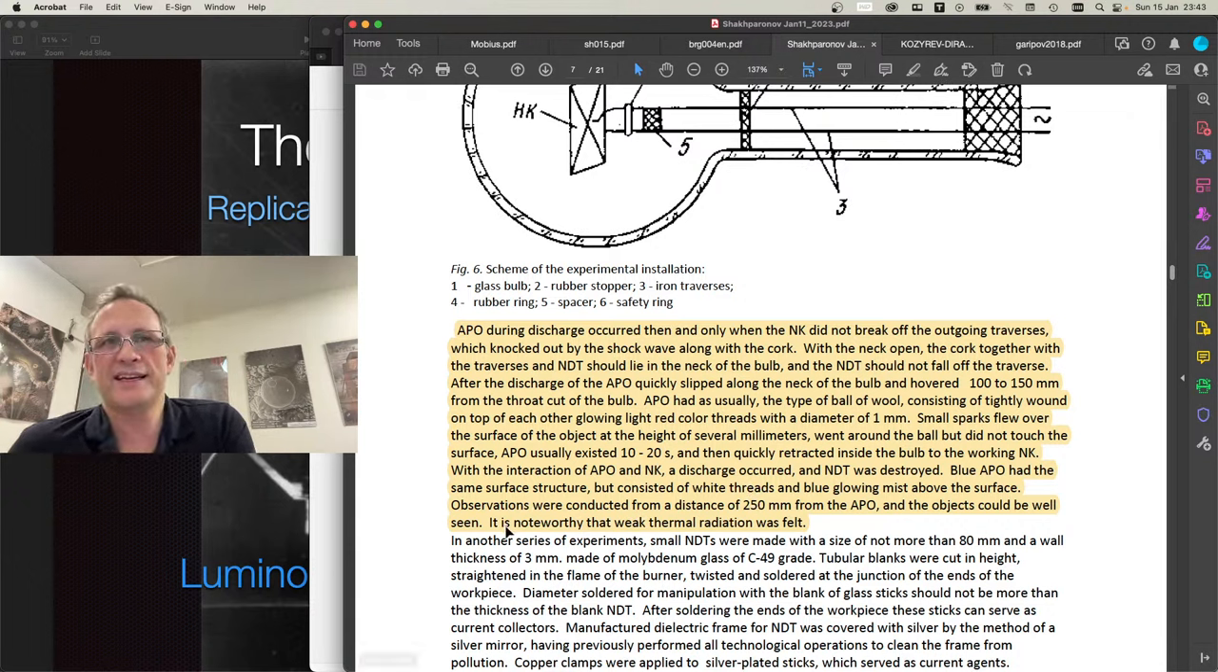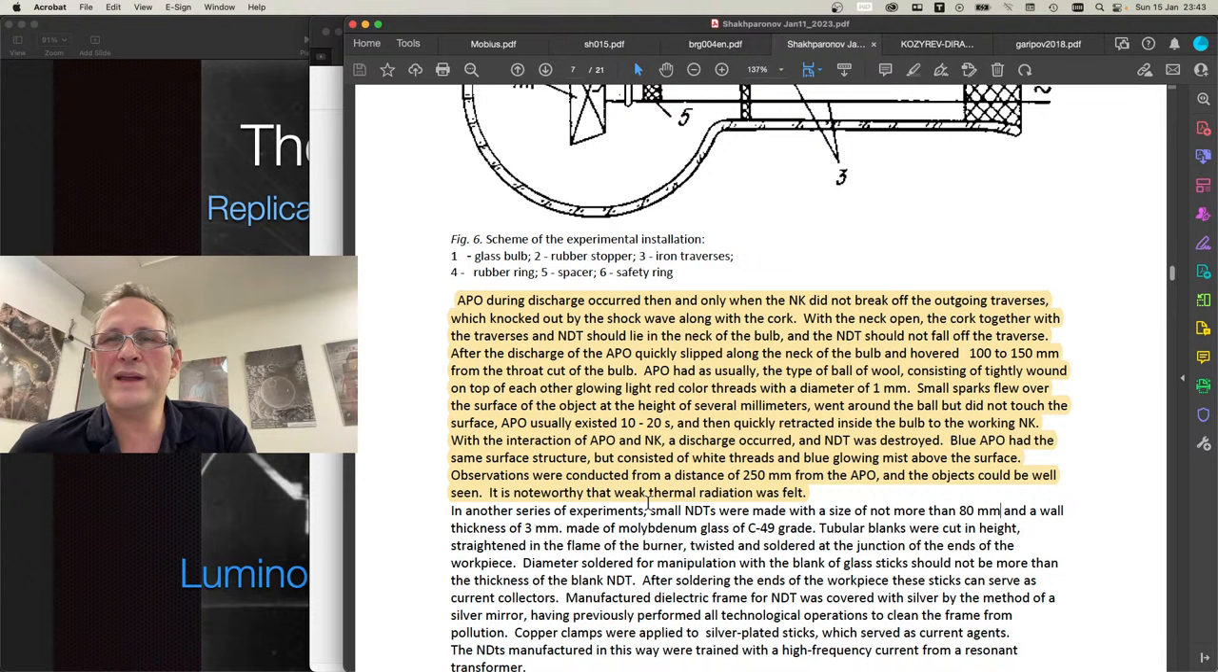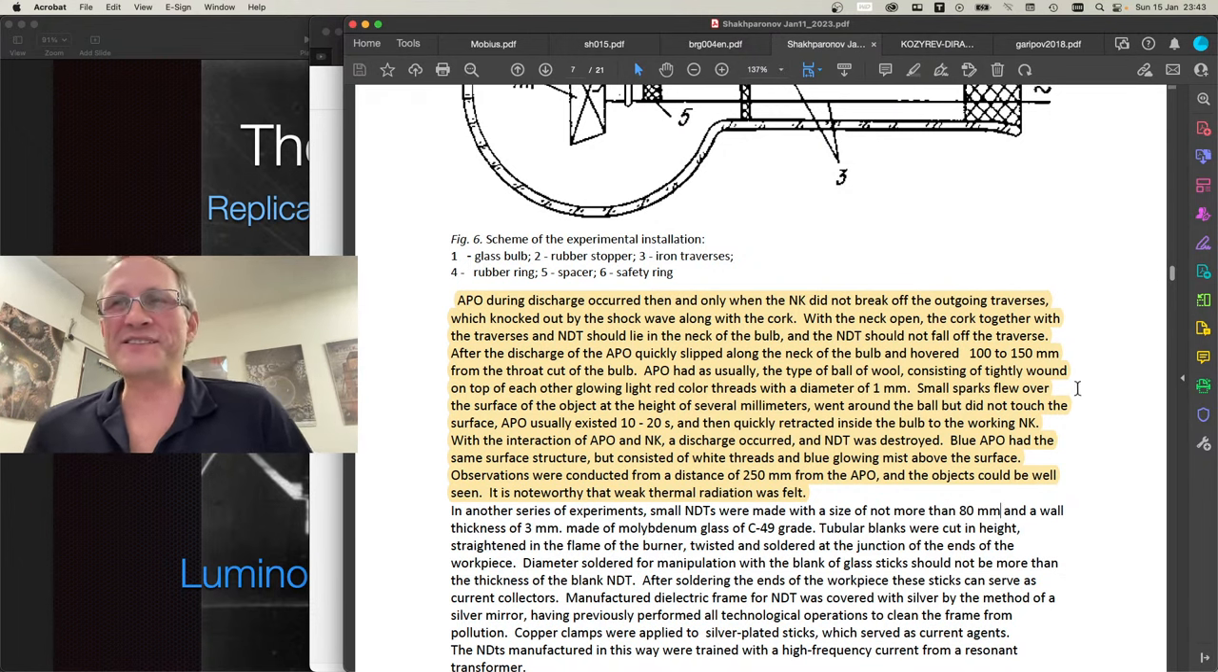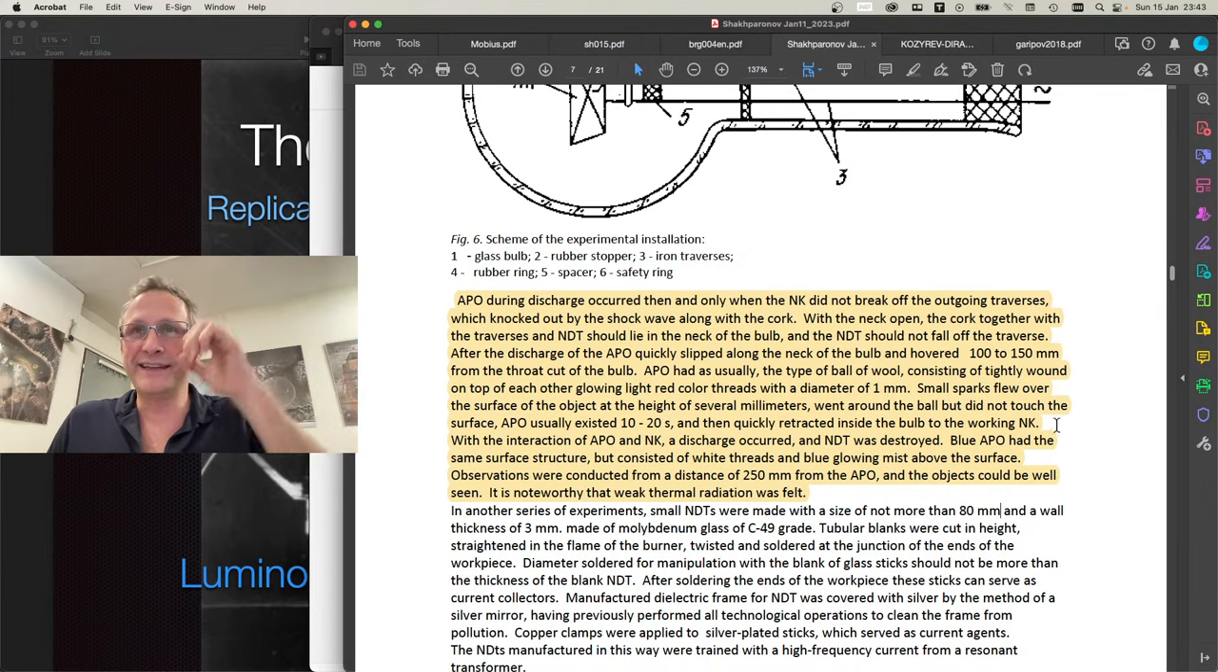Blue exotic vacuum objects had the same surface structure but consisted of white threads and blue glowing mist above the surface. Observations were conducted at a distance of 25 centimeters from the exotic vacuum object, and the objects could be well seen. It is noteworthy that weak thermal radiation was felt. Okay, it's difficult to work through this translation, but anyway, we've done it.